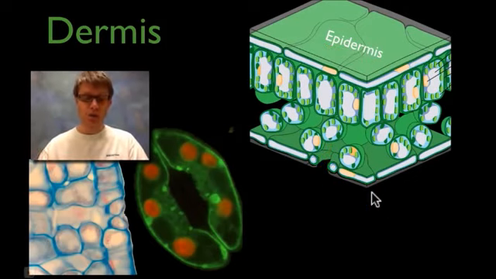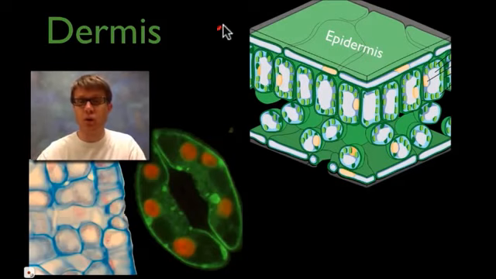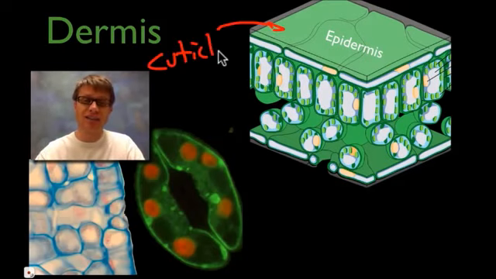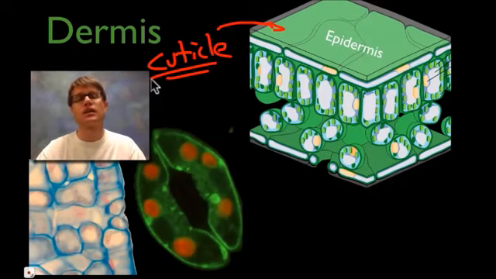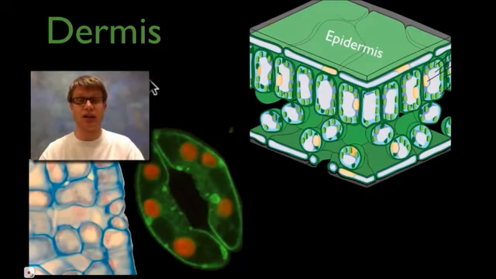One thing that I should mention is going to be this real waxy covering on the epidermis. That's called the cuticle. And it's like wax. It's that wax that you feel, that slippery stuff on the outside of a leaf, and that's going to prevent water from getting in and getting out.